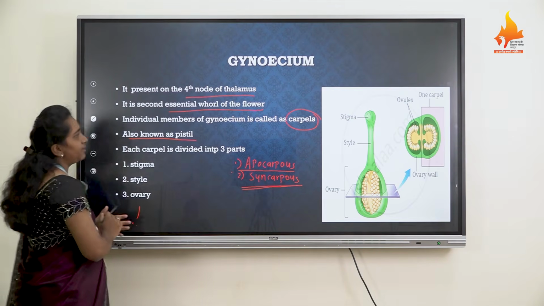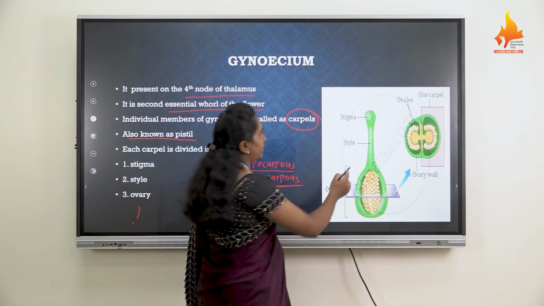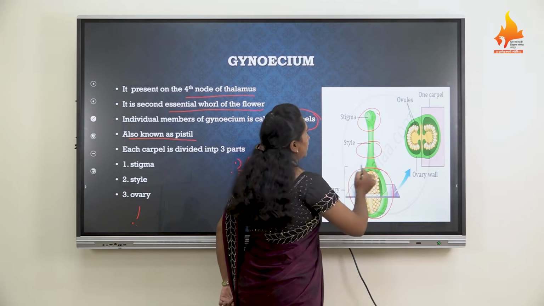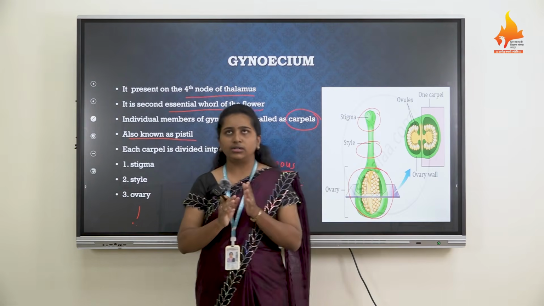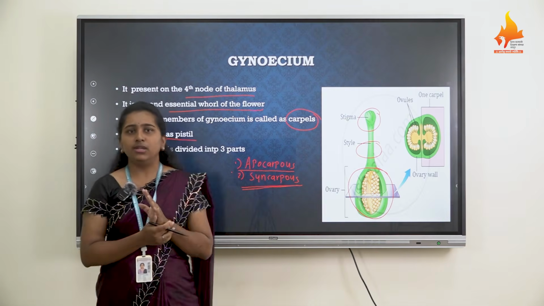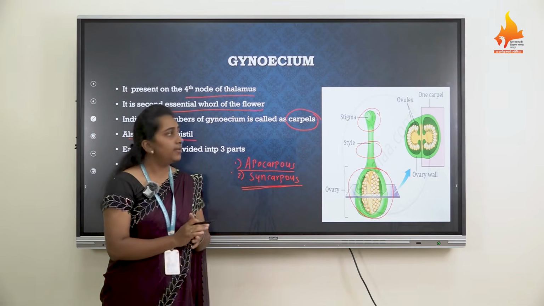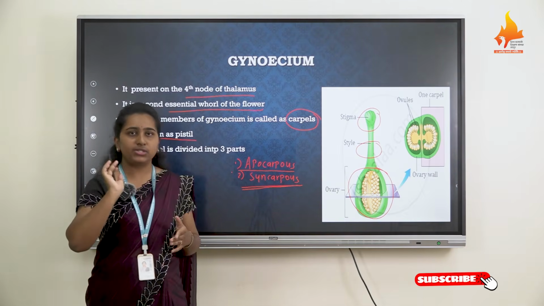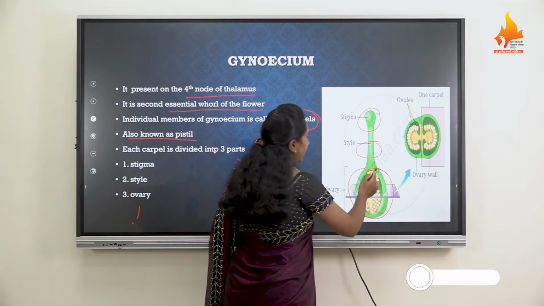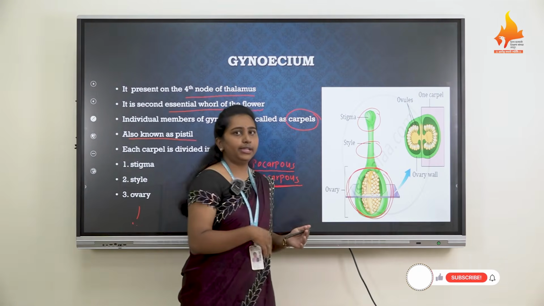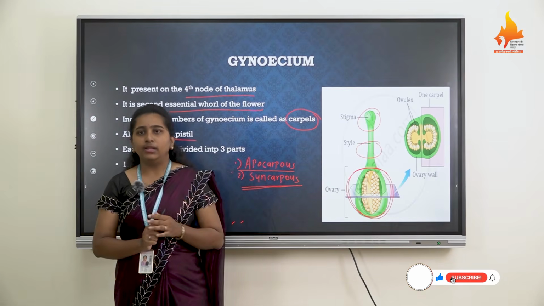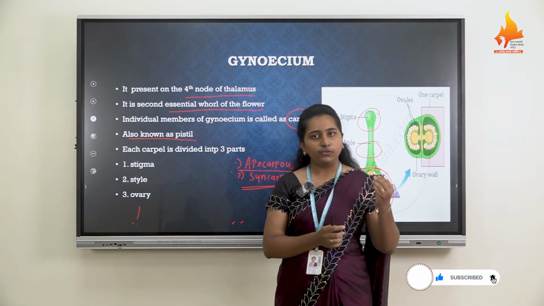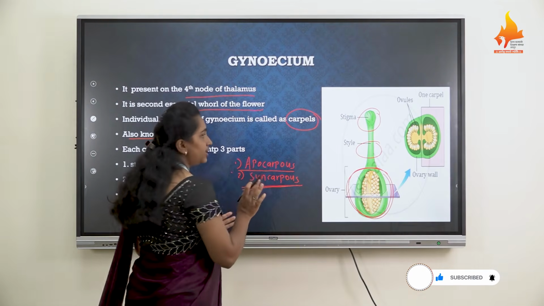The gynoecium is basically divided into 3 parts. First one is stigma, second one is style, and third one is ovary. So what is meant by stigma? Stigma is the sticky part of the gynoecium. Second one is style. Style is the elongated part through which the pollen tube emerges, and the ovary is the swollen structure of the gynoecium, and in the ovary the ovules are present. After fertilization the ovule gets converted into seed and the ovary gets converted into fruit. These are the 4 whorls of the flower.